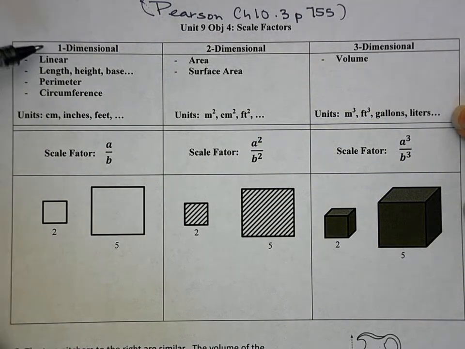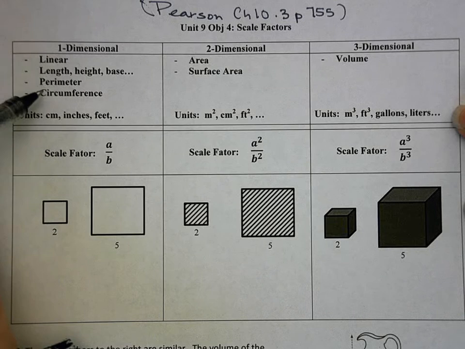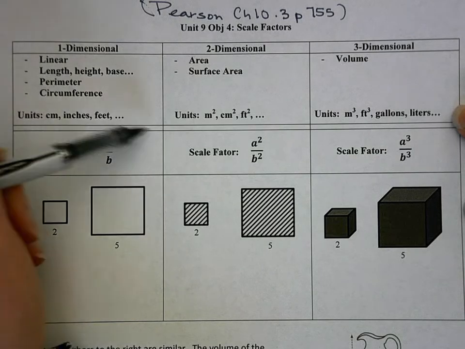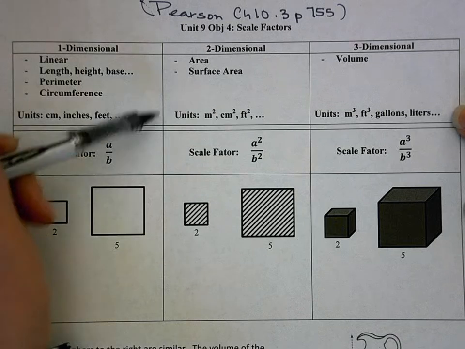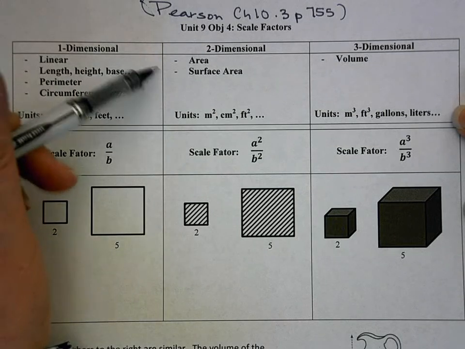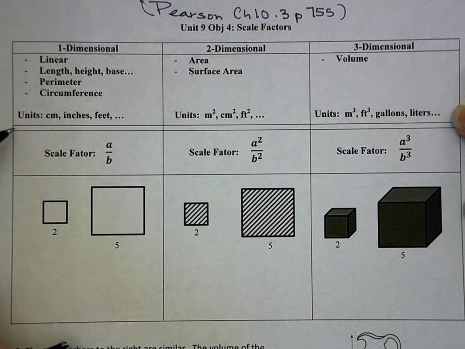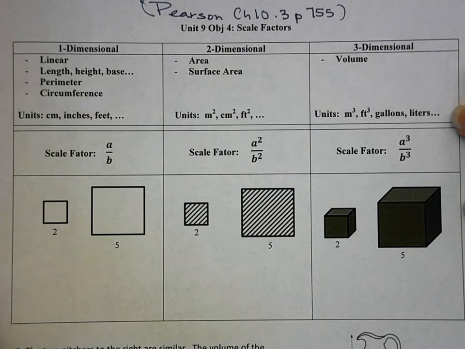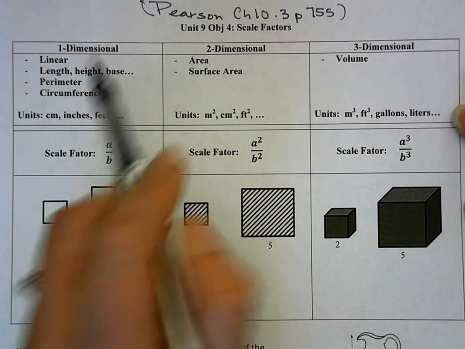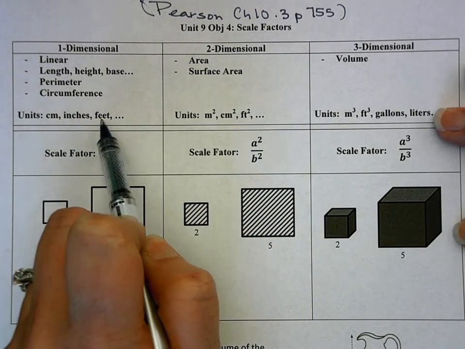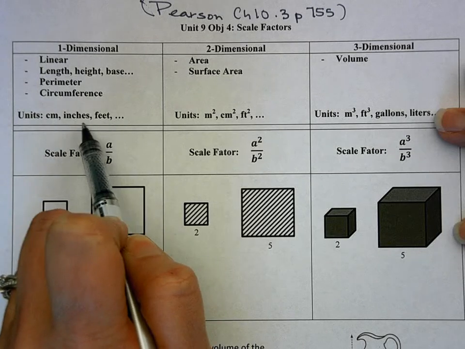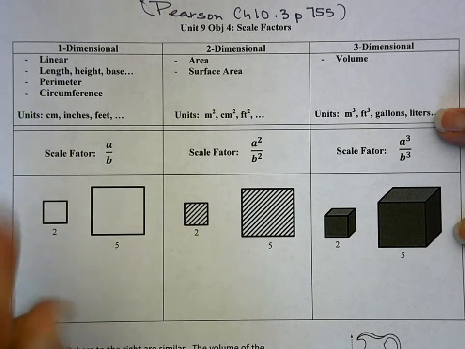When we talk about something being one-dimensional, most people think of linear, length, height, base. But perimeter and circumference are also one-dimensional because they are linear measurements. When we talk about perimeter, we are talking about the distance around, which is a linear measurement. I get that it's creating a two-dimensional object, but that distance around is linear. How do we know we have a one-dimensional object? We can look at the unit: centimeters, inches, feet. Those are units of linear measurement that are one-dimensional.